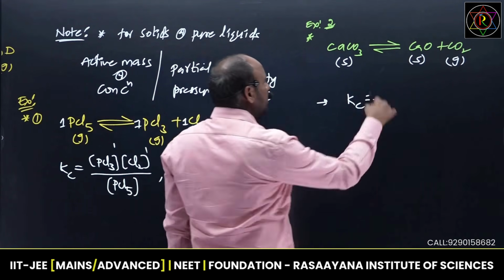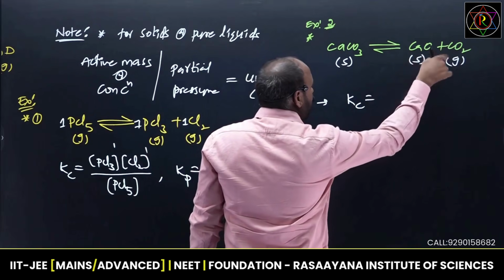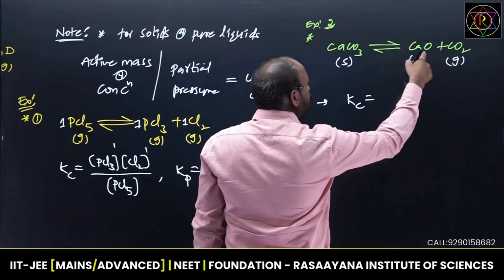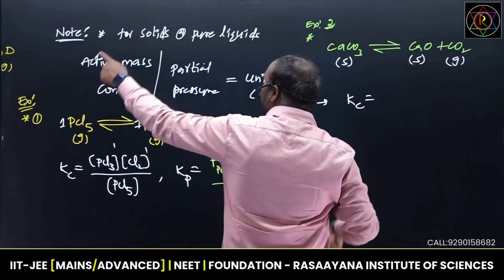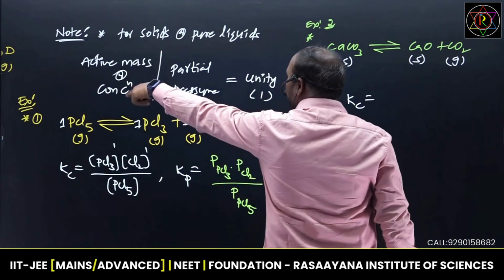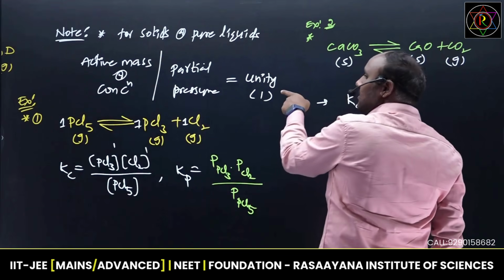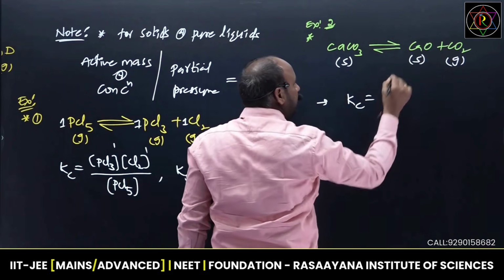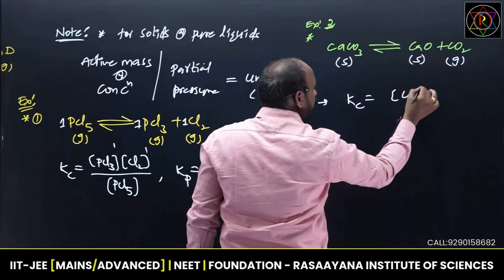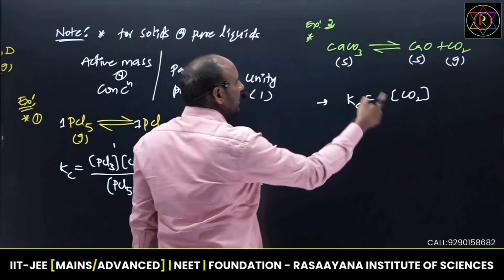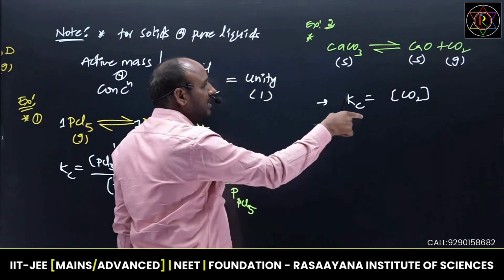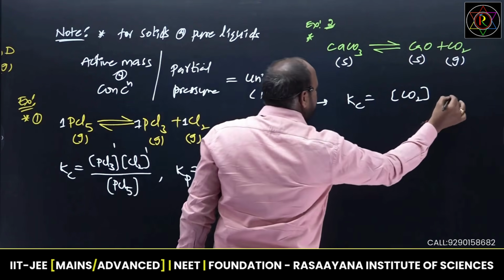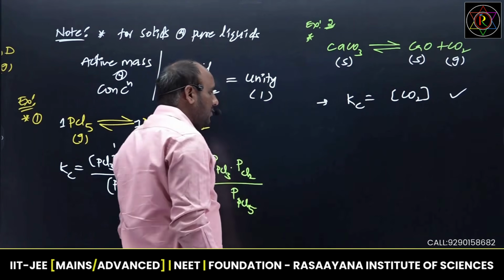Kc is equal to the concentration of products. In the products, the solid's concentration will be here only. For solids, what is the concentration or active mass? That should be considered as unity, right? So therefore, this is unity. The remaining will be the concentration of CO2, then divided by the remaining reactant, also solid. Therefore, no need to consider it, and only this is the Kc value for the above reaction.